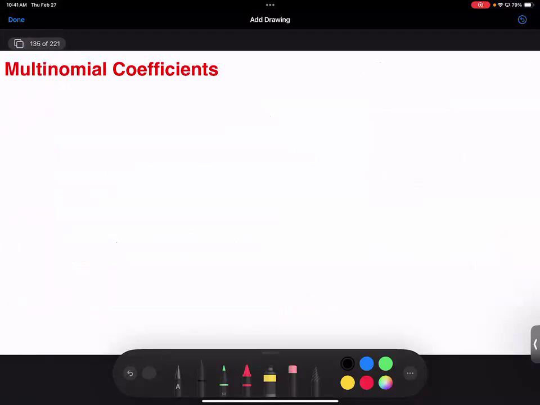Okay. The next is multinomial coefficients. I want to just talk briefly about these. Depending on where you go, these are great generalizations. As always, whenever you see something new in math, you always want to return to something you already know.